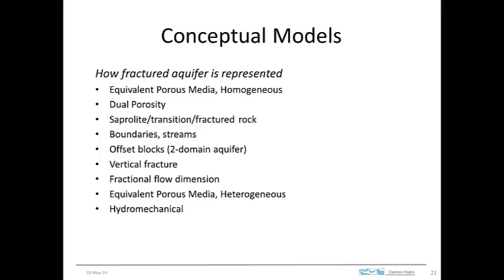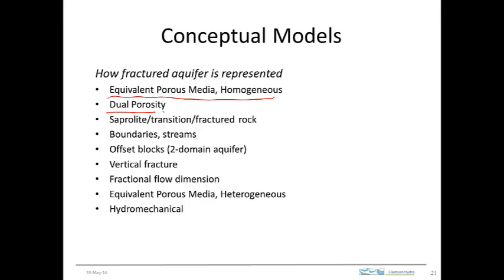used for characterizing well tests in fractured aquifers, and here's a list of some of them. The one that I just spoke about was called the equivalent porous media, where we've assumed that it's homogeneous. We could have a variation on that where we still assumed that it was equivalent porous media, but it was homogeneous and anisotropic. So this would be homogeneous and isotropic. That's what I said before, because there was just one value of hydraulic conductivity. But we could also assume that it was anisotropic and that the hydraulic conductivity was directional.